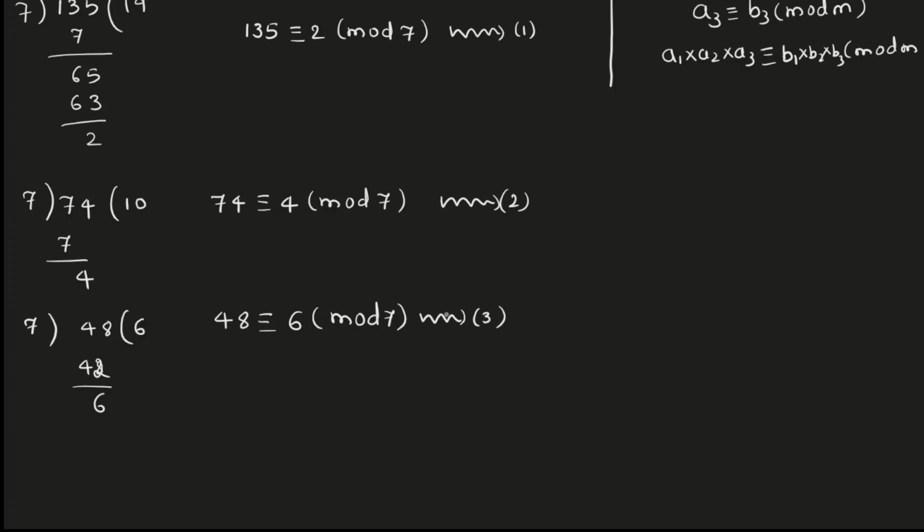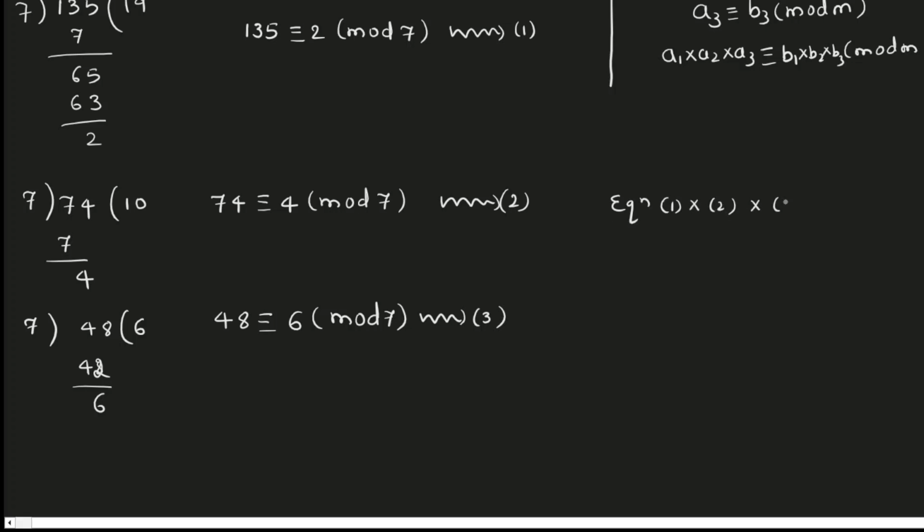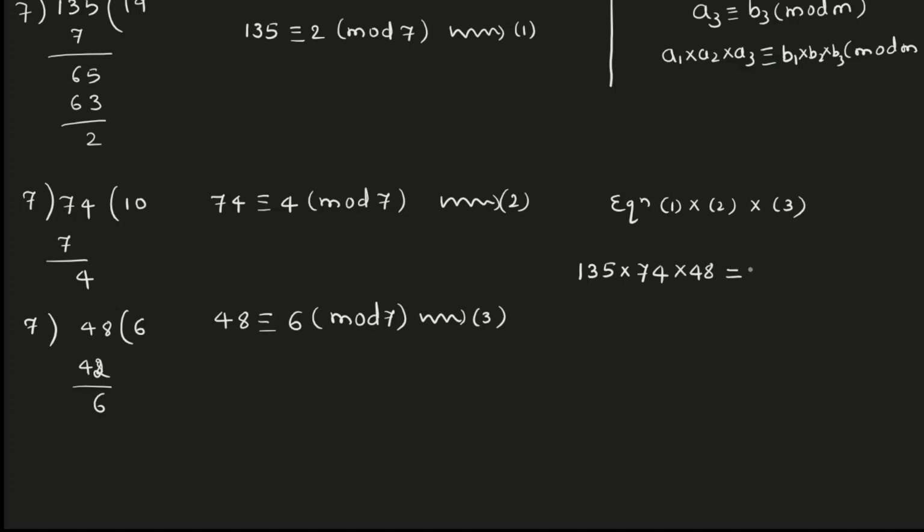Now, as I said, we can write all together equation 1 into 2 into 3. What does it give us? It gives us 135 into 74 into 48, we want this only, is congruent to, as we are multiplying equations 1, 2, 3, we write all the terms, 2 into 4 into 6 mod 7. Mod 7 is common. That's why 2 into 4 into 6.